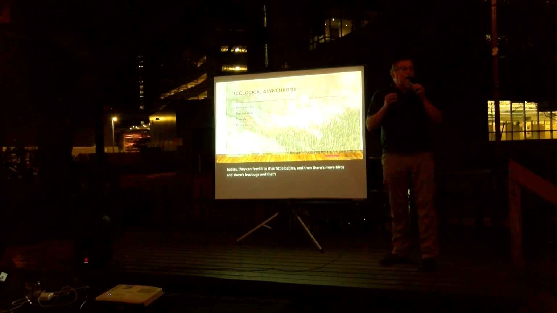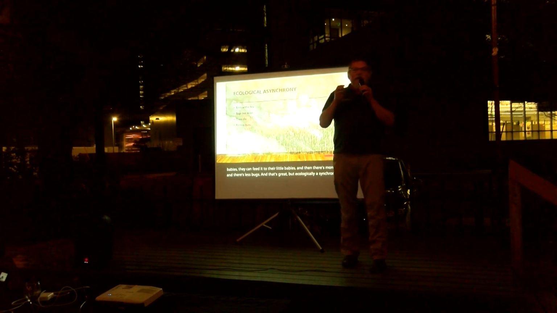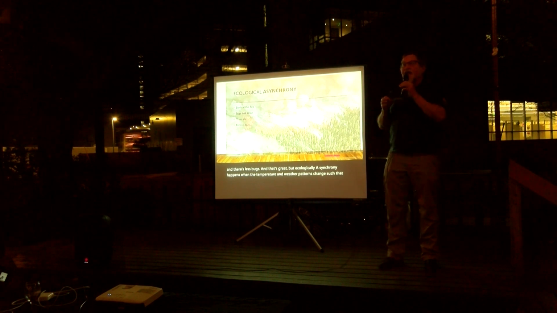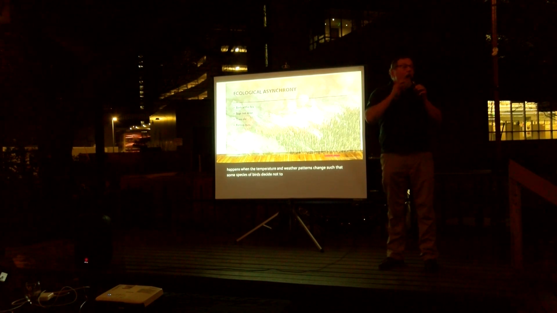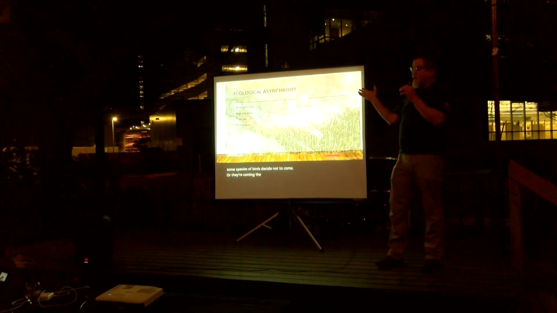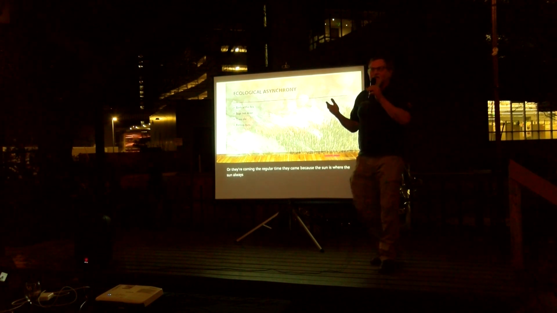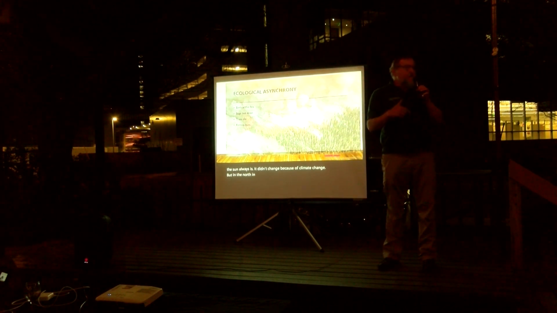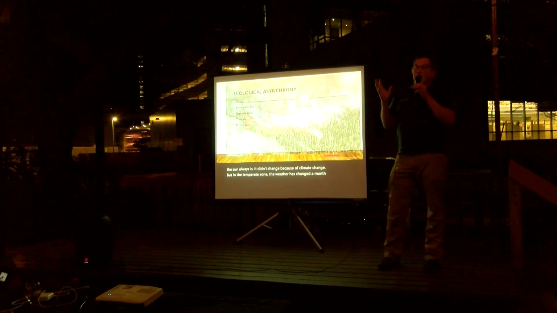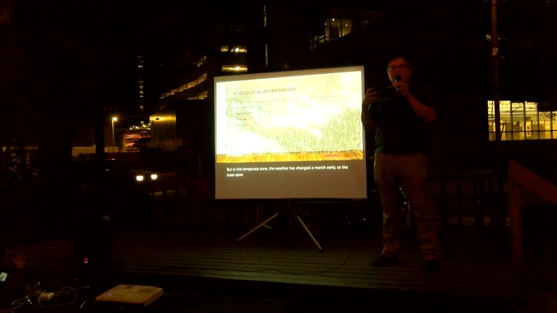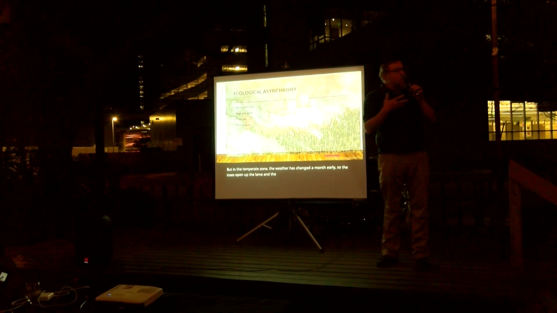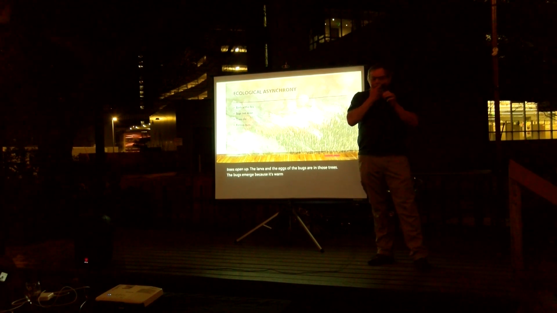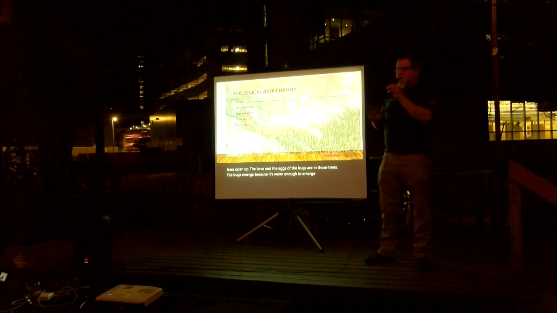But ecological asynchrony happens when the temperature and weather patterns change such that some species of birds decide not to come. Or they're coming the regular time they came because the sun is where the sun always is. It didn't change because of climate change. But in the north, in the temperate zone, the weather has changed a month early. So the trees open up. The larvae and the eggs of the bugs are in those trees. The bugs emerge because it's warm enough to emerge. Lots of bugs, no birds.